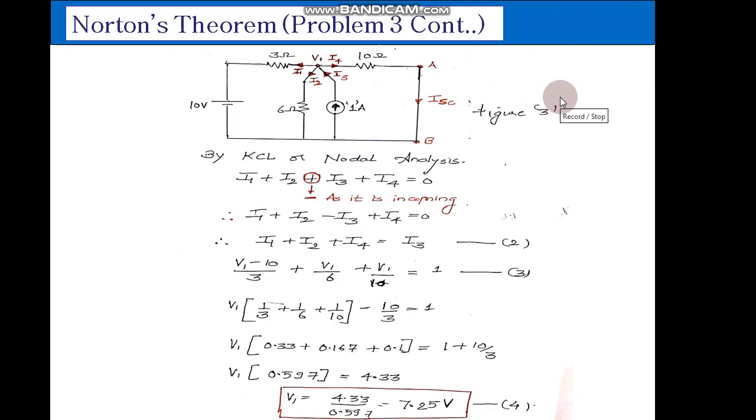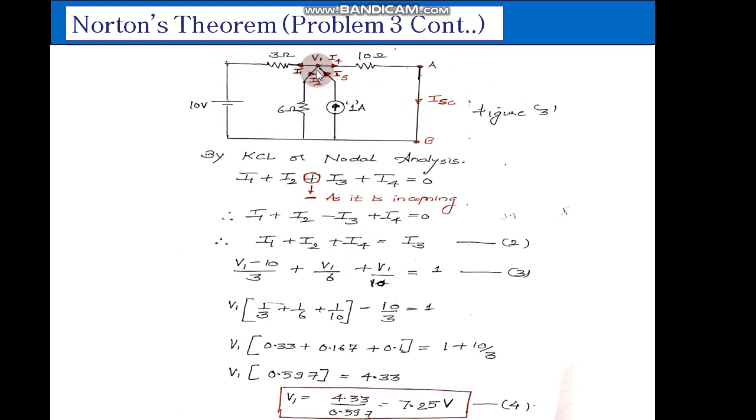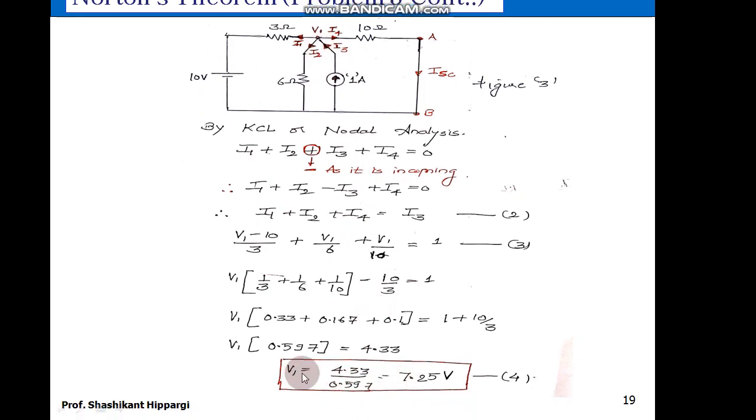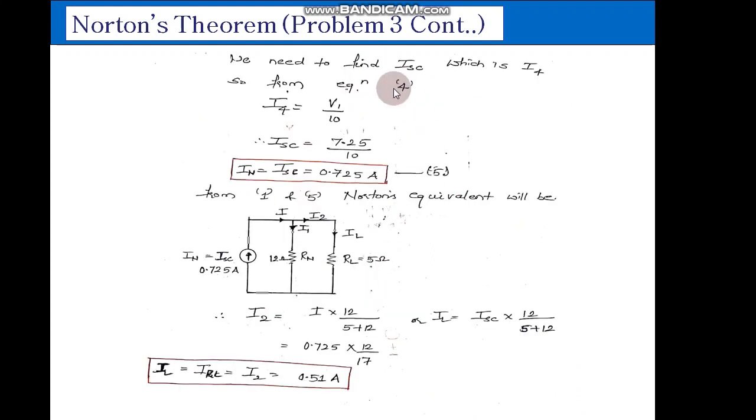So here V1 is calculated as 7.25, and V1 is a node voltage, which is here. But actually we are interested in ISC, or nothing but I4. And the formula for I4 here is V1 by 10, which you can see here. We have written I4 as V1 by 10. So we need to find ISC, which is nothing but I4.